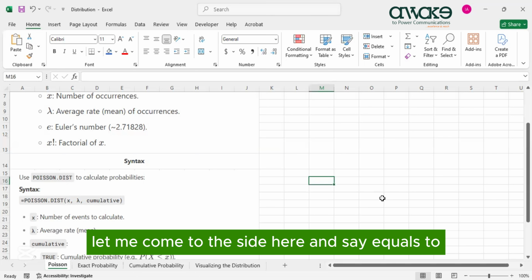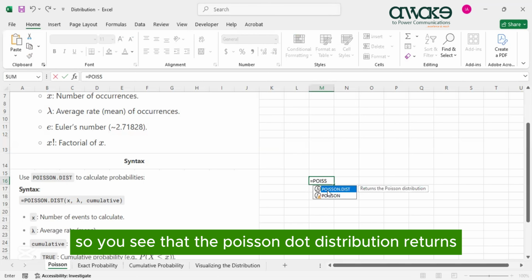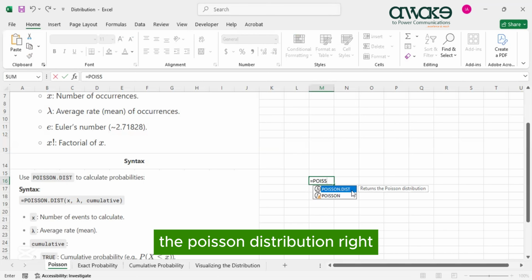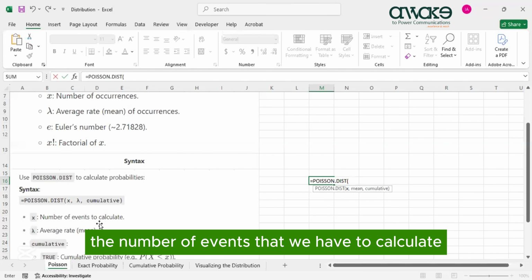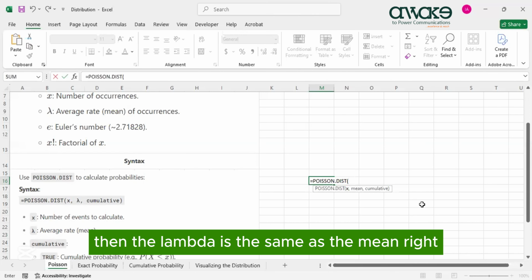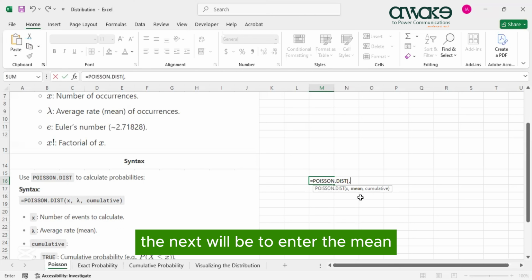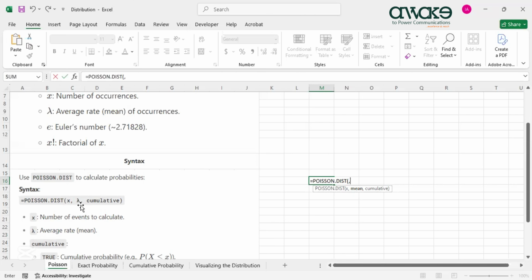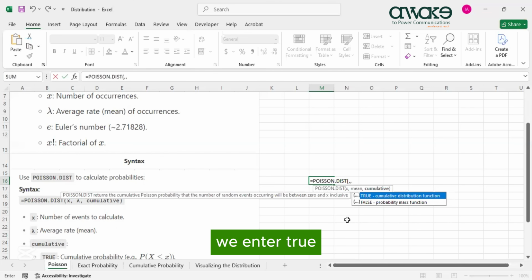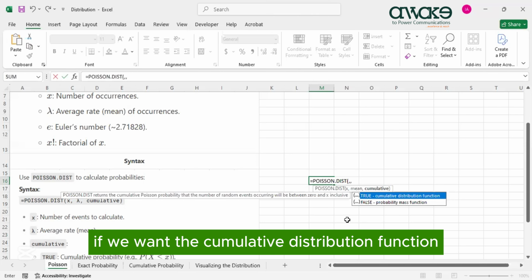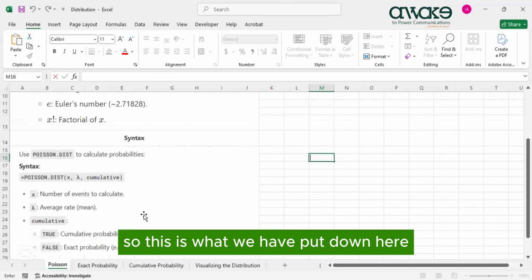For instance, let me come to the side here and say equals POISSON. So you see that the POISSON.DIST returns the Poisson distribution, right? So we have the x. The x now is the number of events that we have to calculate. Then the lambda is the same as the mean, right? So if we enter the x and we say comma, the next will be to enter the mean, which will be the lambda, right? And the next will be to enter the cumulative, which is either true or false. We enter true if we want a cumulative distribution function, or we enter false if we want a probability mass function. So this is what we have put down here.